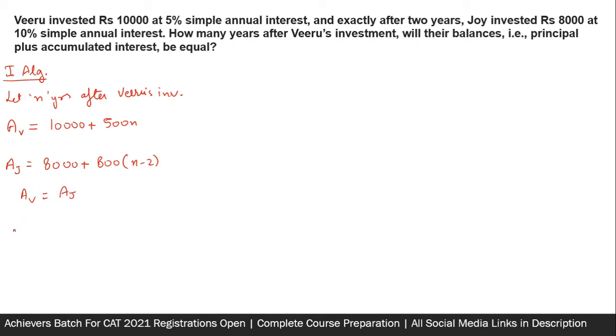So I would write 10,000 plus 500n is equal to 8,000 plus 800(n minus 2), that is 800n minus 1600. Interesting. So this 3600 would be equal to 300n, and from here you get the value of n as 12. So 12 years becomes the answer to the question.